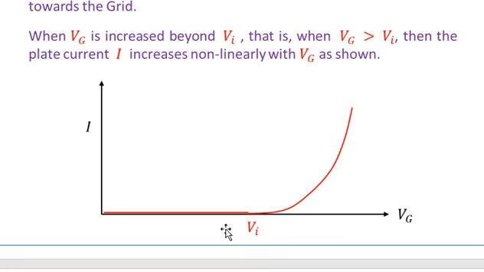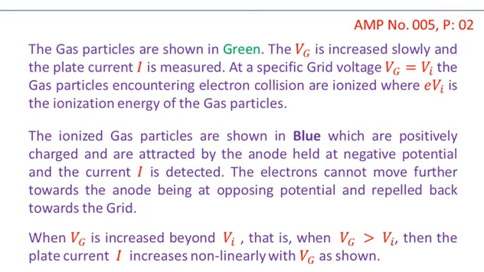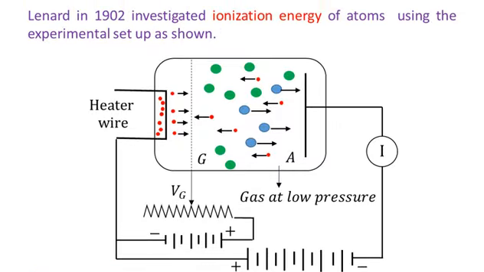And if you multiply this voltage Vi with the electron charge, which is eVi, then eVi becomes equal to the energy that is required for the ionization of the neutral mercury atoms, represented in green. Once they are ionized, those ionized mercury atoms will be represented in blue. So you can see again the picture. In the picture you can see that there are green neutral mercury atoms and blue ionized mercury atoms.